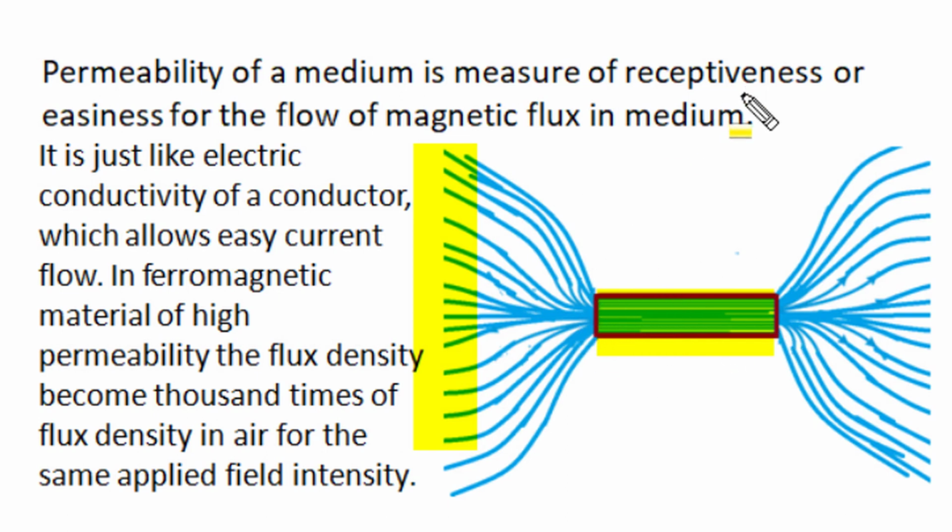easiness or readiness for the flow of magnetic flux across this medium. We can say the permeability of a magnetic material is just like the electric conductivity of a conductor, which allows easy current flow in a higher conductivity material. Similarly, in a ferromagnetic material having high permeability, the magnetic flux can easily pass through this higher permeable ferromagnetic medium, and due to that, the flux density, flux per unit normal cross-sectional area, becomes 1000 times more than the flux density in air for the same applied magnetic field intensity.